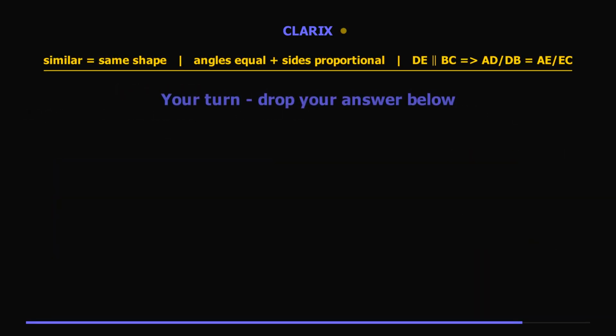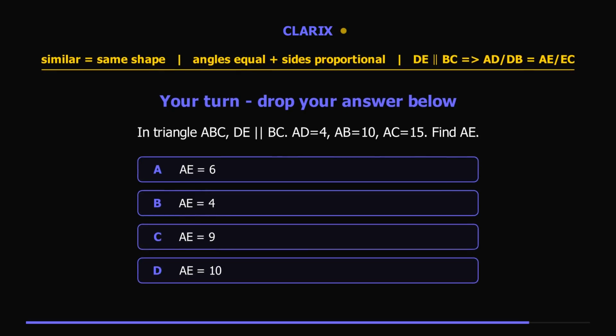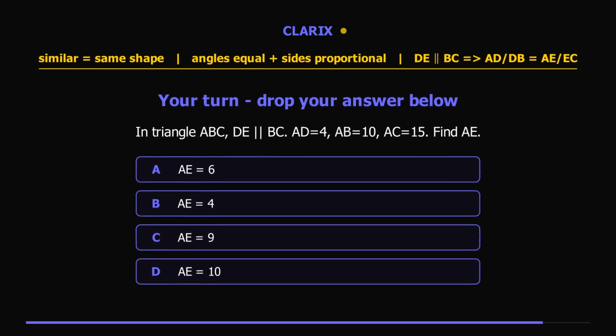Let's lock it in. Similar means same shape, maybe different size. Two polygons are similar when their angles match and their sides are proportional. And Thales' theorem says a line parallel to one side of a triangle splits the other two in the same ratio, with the converse letting you prove lines parallel.